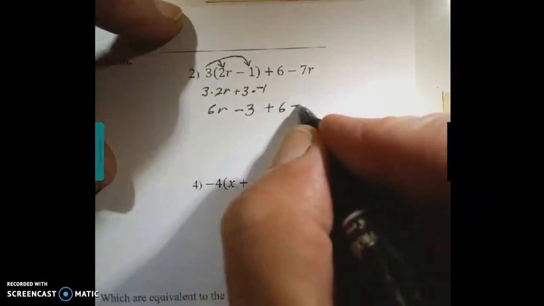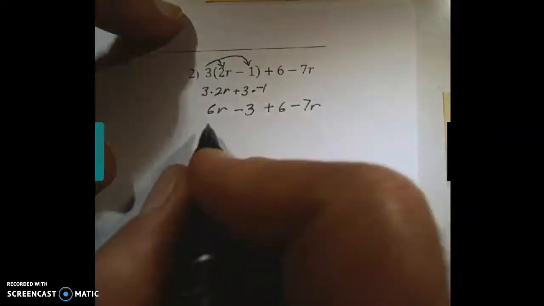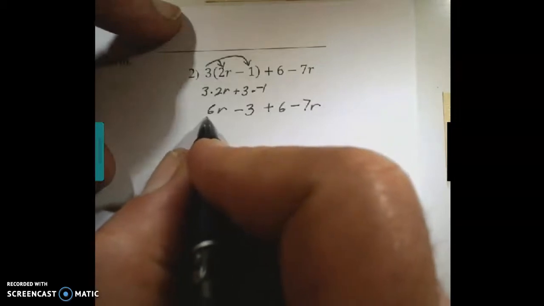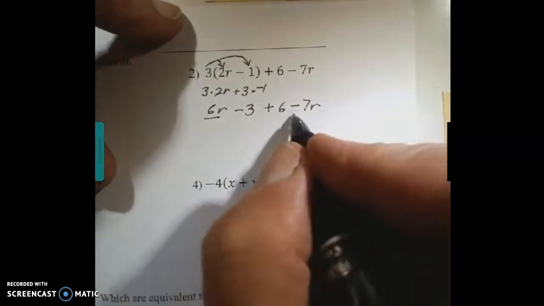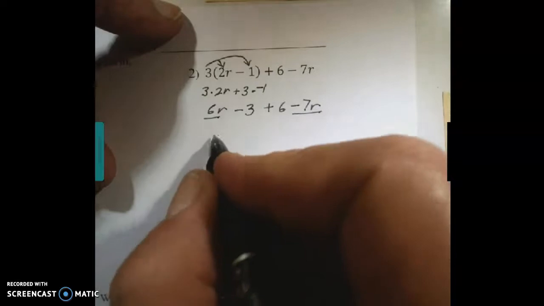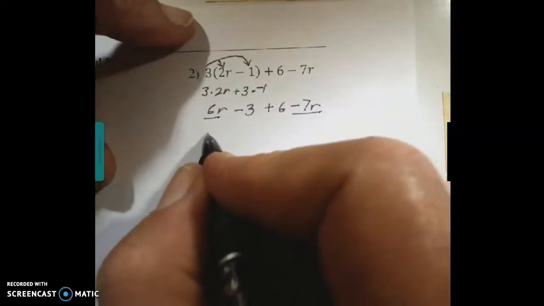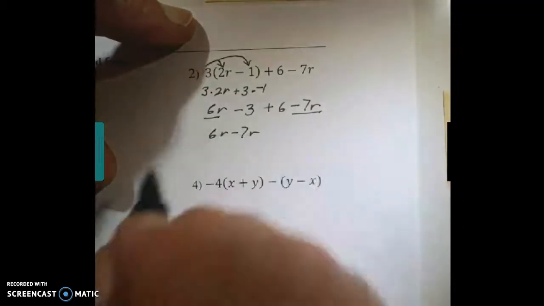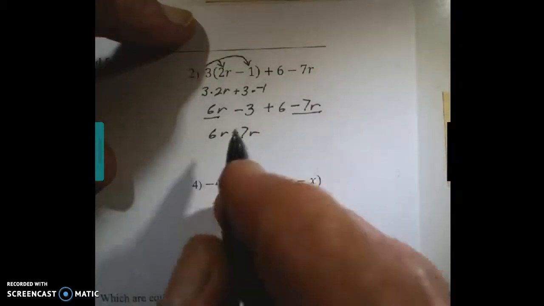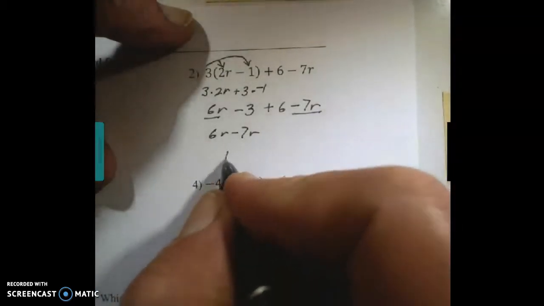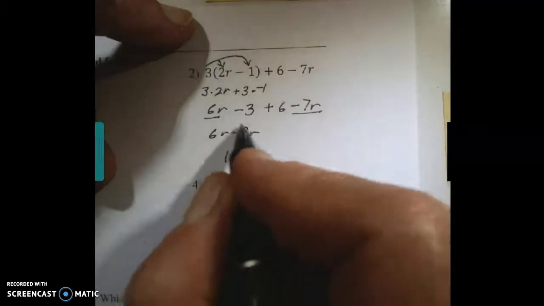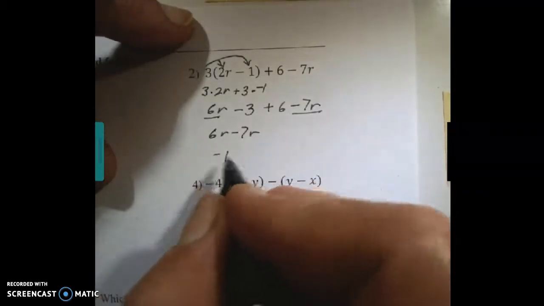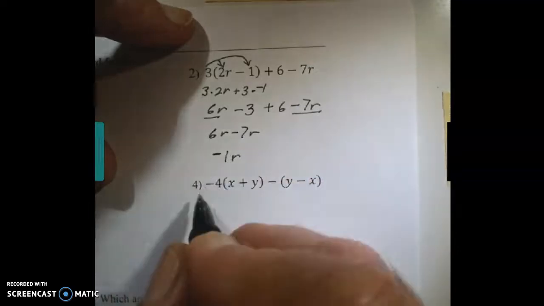Plus 6 minus 7r. Now the like terms, again, they have to have the same letters. So 6r and minus 7r are like terms. 6r minus 7r. Combine those, they're different signs, so you subtract, you get 1. 6 from 7 is 1. The larger amount is the negative, so it's negative 1r.